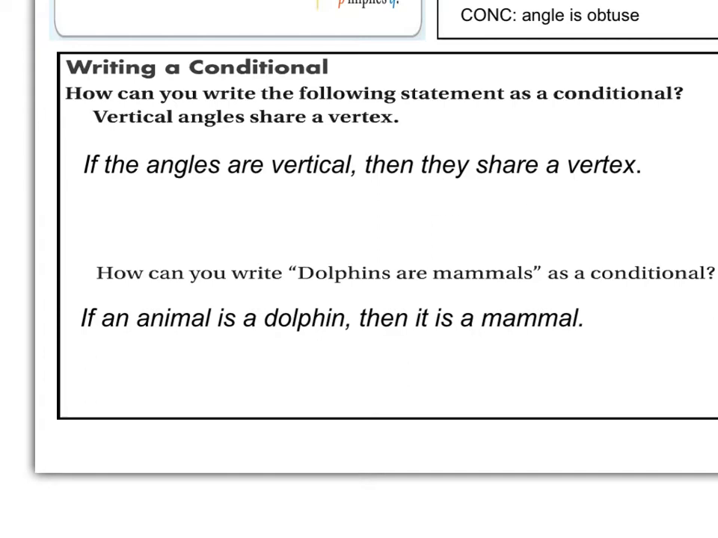How can you write dolphins are mammals as a conditional? If an animal is a dolphin, then it is a mammal. Again, the hypothesis would be the animal is a dolphin. The conclusion would be it is a mammal.